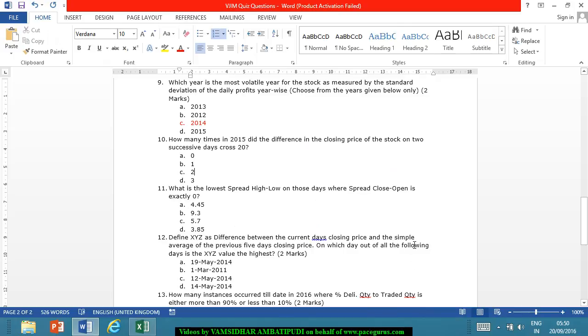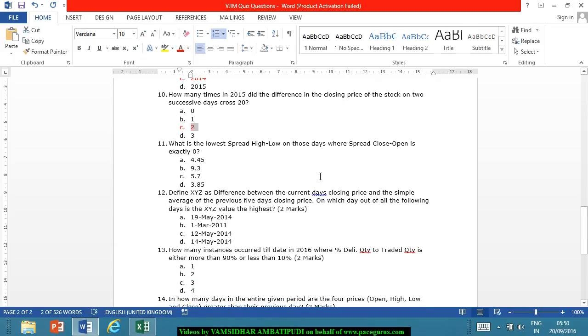So there are 2 days on which the difference has crossed 20, right? The difference crossing 20 could be on either of the sides. So I could say here that there are 2 days on which the difference has crossed 20. So I am marking this as my option.